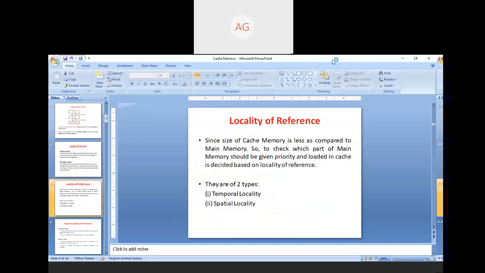Now there is an important concept of locality of reference, which we already studied in the previous class. Since the size of cache memory is less as compared to the main memory, which part of the main memory should be given priority and loaded in the cache is decided based on the locality of reference. Basically, they are of two types: one is temporal locality and the second is spatial locality. So let us discuss these types of localities one by one.